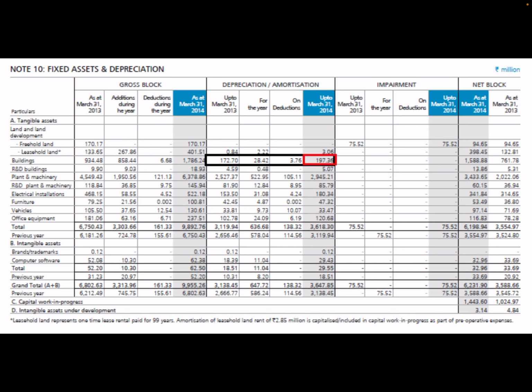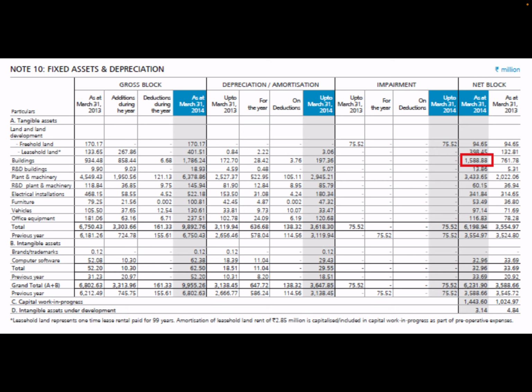So we need to build gross block at rupees 178.6 crores and depreciation at rupees 19.73 crores, which gives us a net block of rupees 158.8 crores. That is 178.6 minus 19.73. The same is highlighted in this image. The same exercise is carried out for other tangible and intangible assets to arrive at the total net block number.